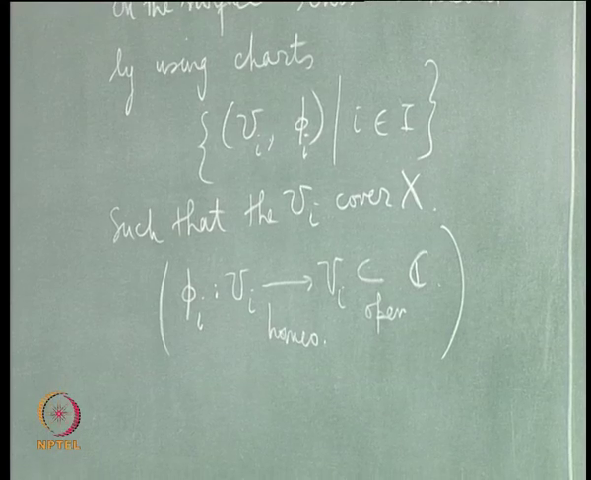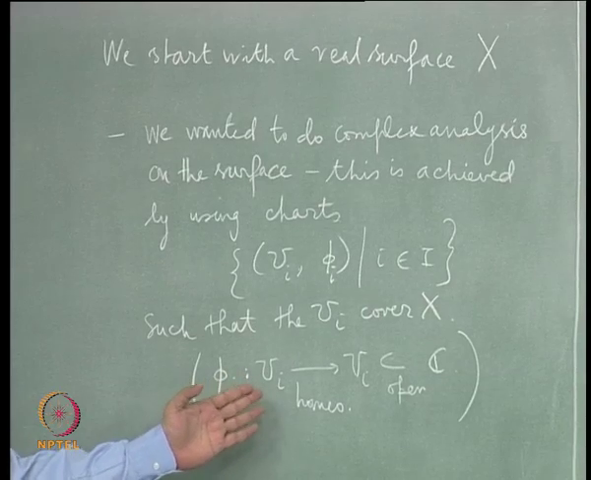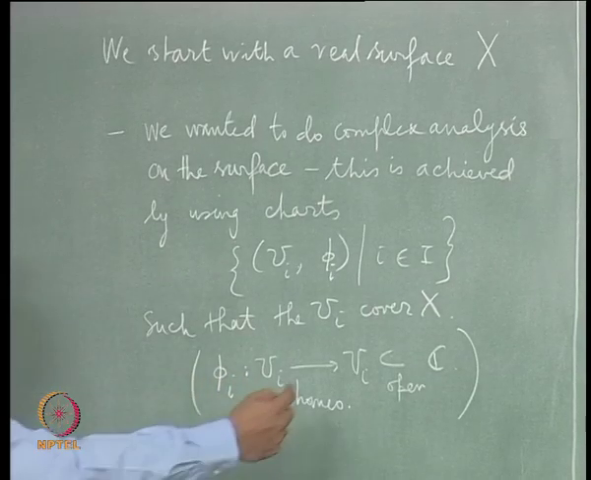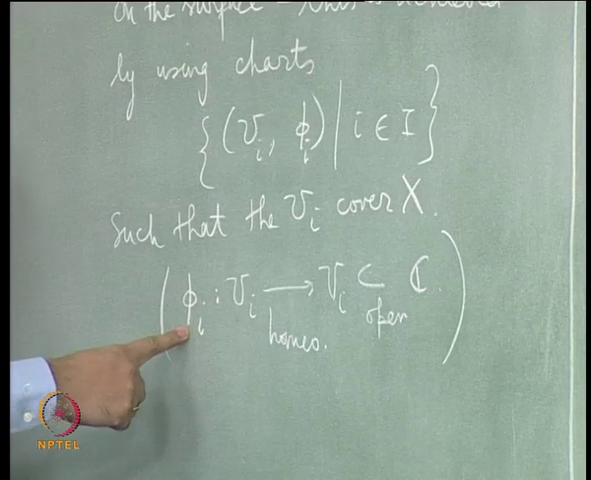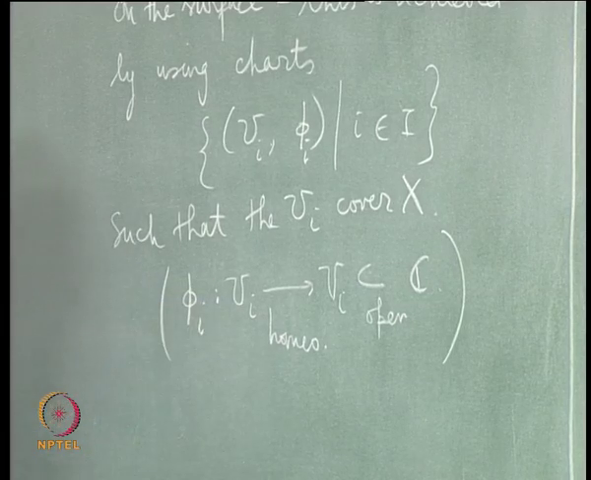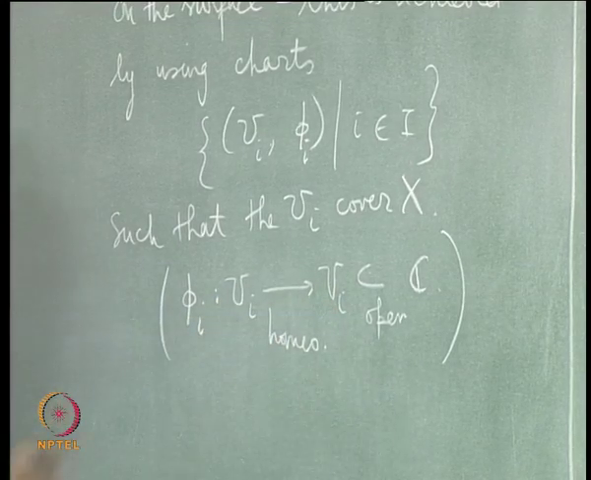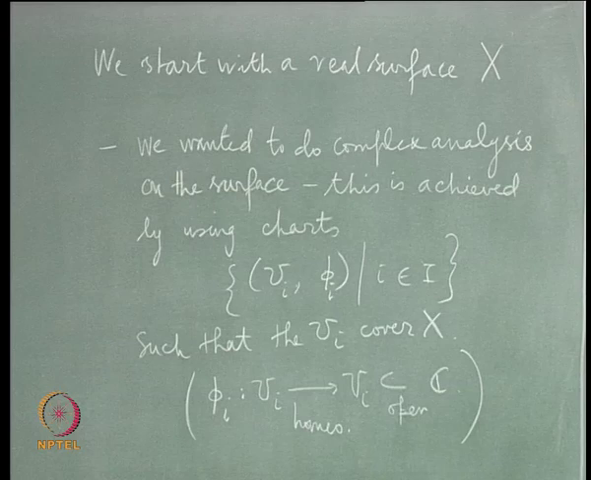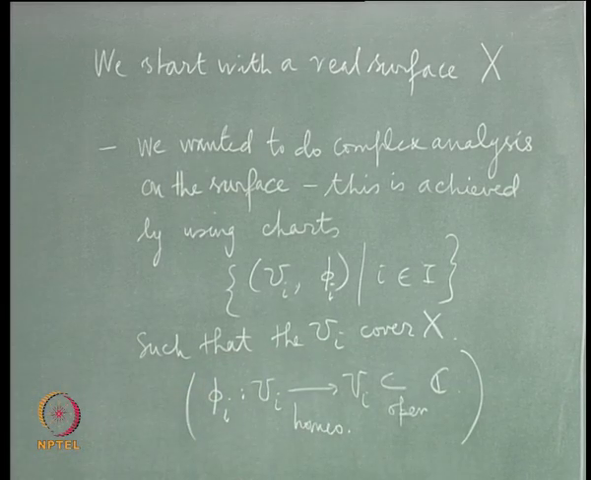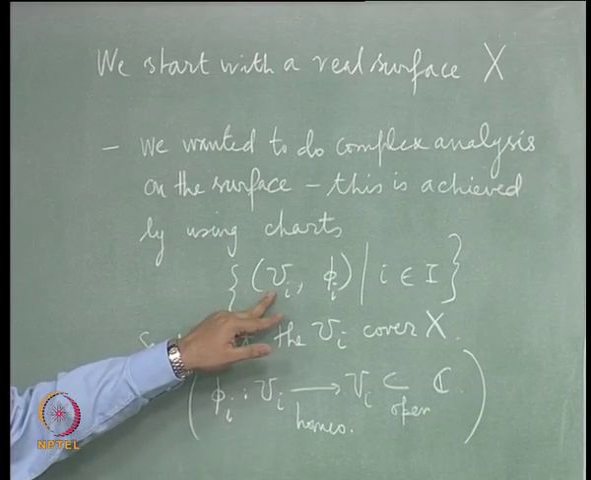Then, if I wanted to decide whether a function defined on U_i is holomorphic, all I had to do was to go from V_i to U_i by taking the inverse map, which is defined because phi_i is a homeomorphism, and follow it by my function. So I get a function from an open subset of the complex plane into the complex plane, for which I can certainly define what holomorphic is. So we could use these charts to define when a function is holomorphic, and we of course needed to cover every point on the surface with charts.